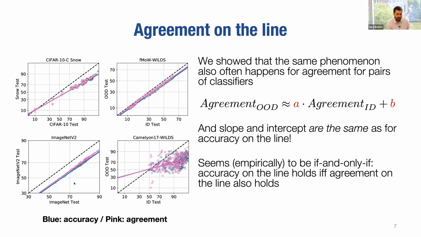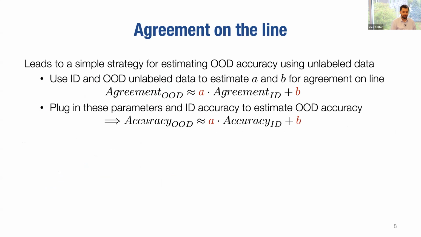But when they're both on a line, that line looks approximately the same between accuracy and agreement. And now all of a sudden, this leads us to an extremely practical approach to estimate the accuracy of a set of trained classifiers on some new data set or some new distribution without any labels on that new data set. And so the idea is actually very simple here.